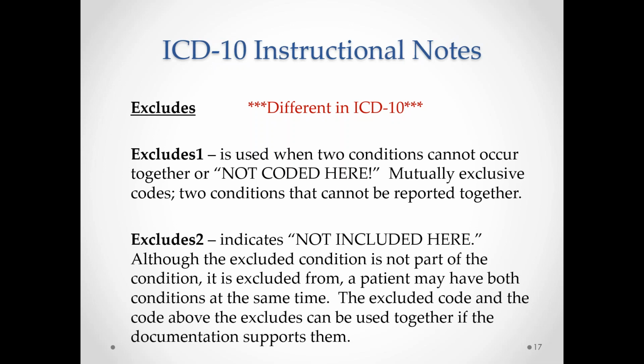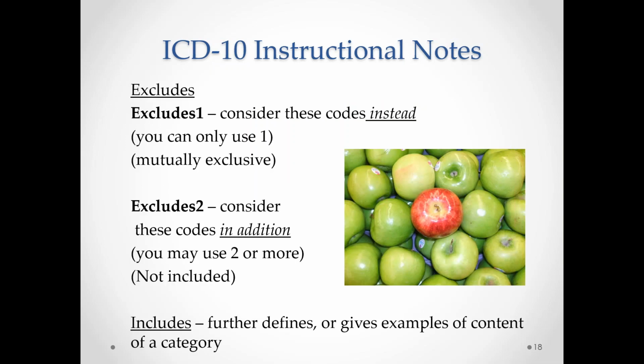Okay, Excludes 2 is different from Excludes 1. It means that these 2 things are not included here, so they could be part of the same. You could code them both, but you don't get to include them. Consider these codes in addition is the way I want to say it, all right? The excluded code and the other code could be used together if the documentation clearly supports them both. Let me explain better. Excludes 1 means here's a code, and under this list of Excludes 1, consider these codes instead. You can only use one from this list or the one that you started with. They're mutually exclusive. Excludes 2 means look at these codes in addition to the ones that you've coded here. You can use 2 or more. They are not included automatically, okay?